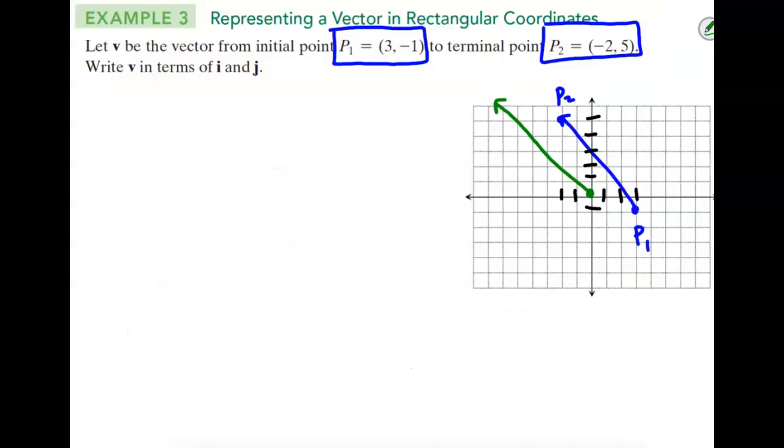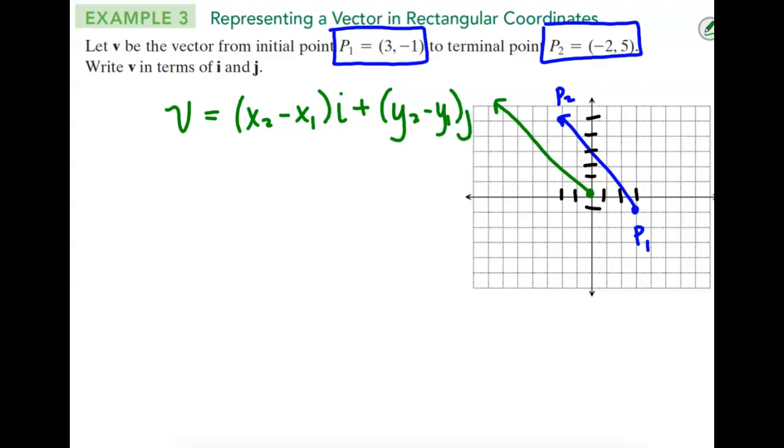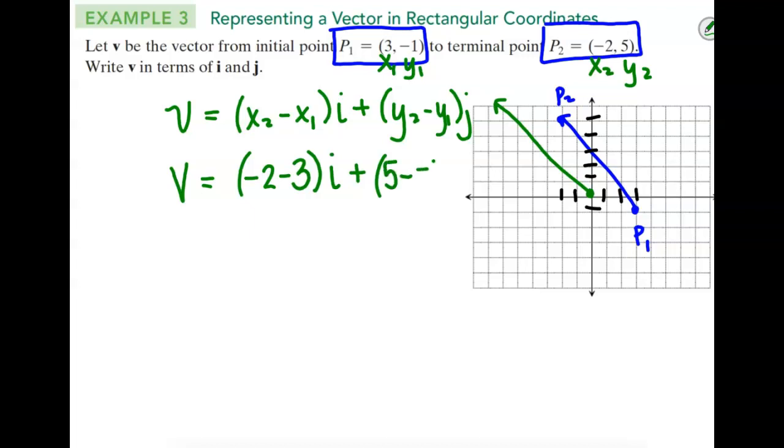So here is our equation: x sub 2 minus x sub 1 i plus y sub 2 minus y sub 1 j. So here's x1 and y1, and here's x2, y2, and we substitute it in. So vector v equals x sub 2, which is -2, minus x sub 1, which is 3, i plus y sub 2, which is 5, minus y sub 1 of -1. And now we simplify those parentheses.